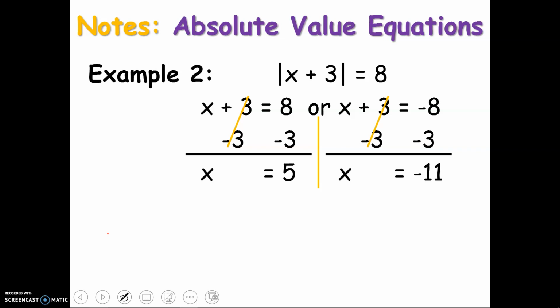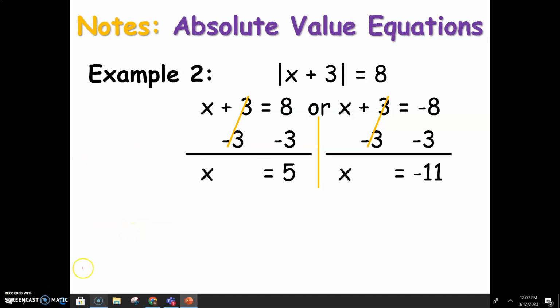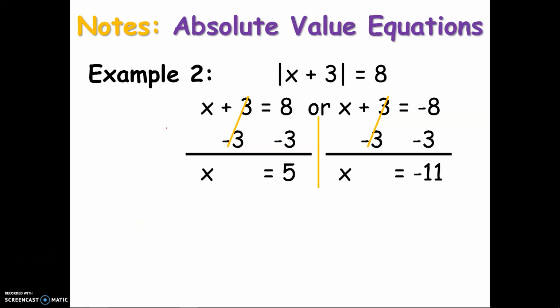Note, both of these values satisfy the absolute value equation. 5 plus 3 is 8, and 8 is 8 from 0. And negative 11 plus 3 is negative 8, and negative 8 is 8 from 0. So these are our solutions.